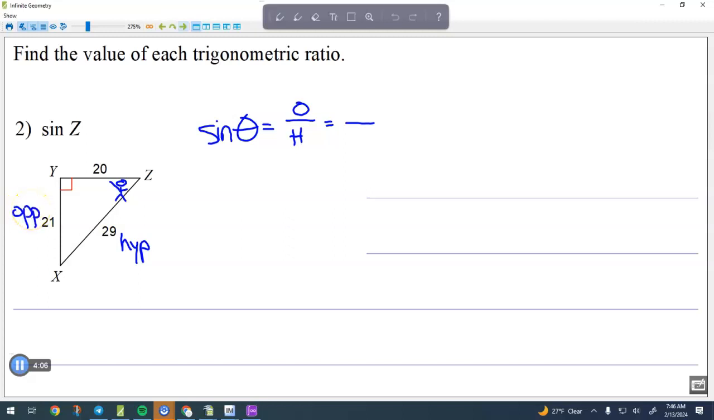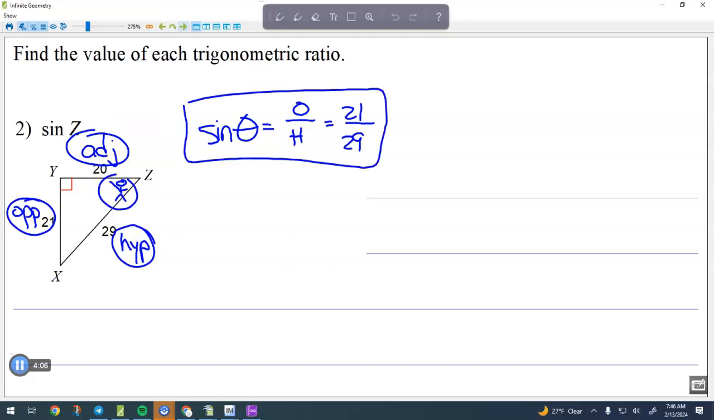And then the other one, the one that he's right next to, is adjacent. This is like showing your work. You're labeling all the sides, and then I can just fill it in. So opposite over hypotenuse is 21/29. That's it. You're done. But I gotta see all that stuff. I've gotta see a label, something, and then all of this. I understand it's kind of tedious, but that's what we're doing.